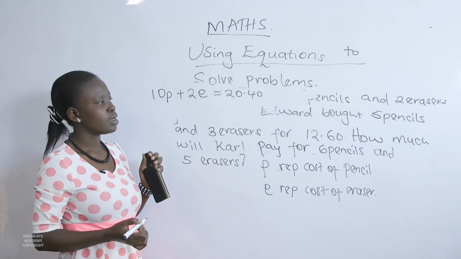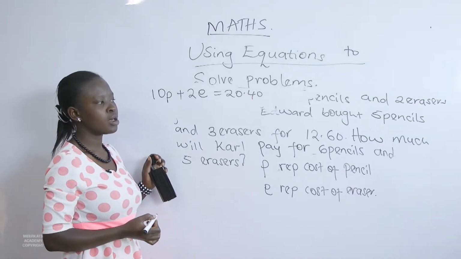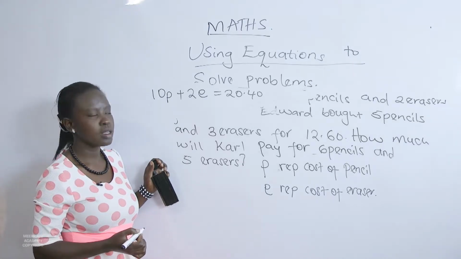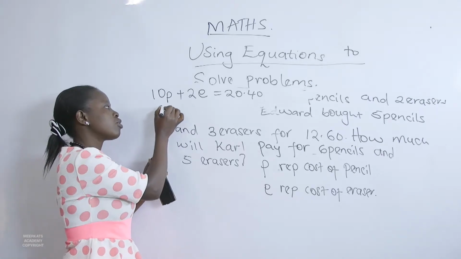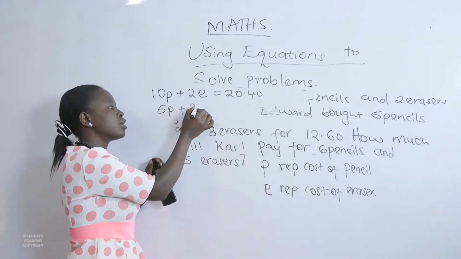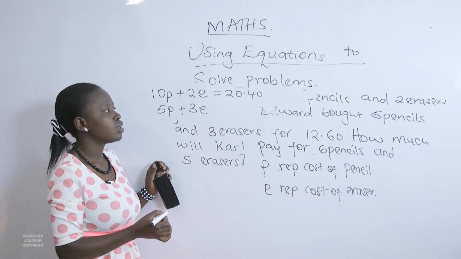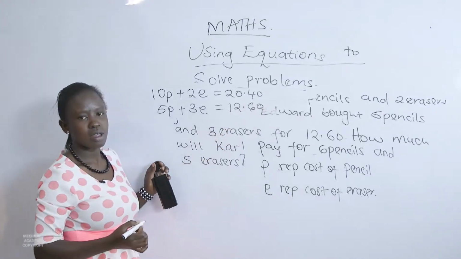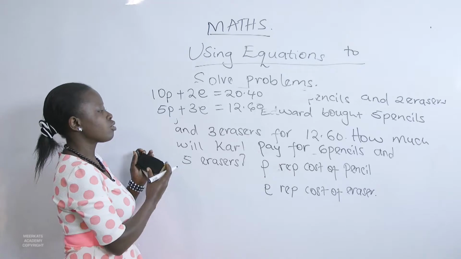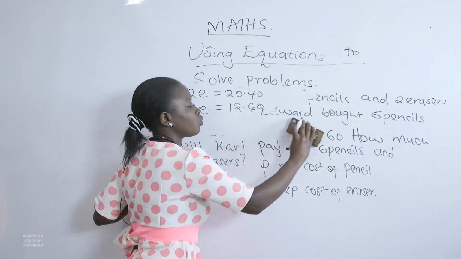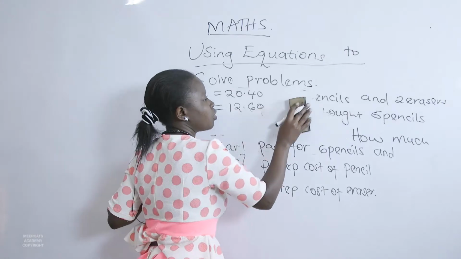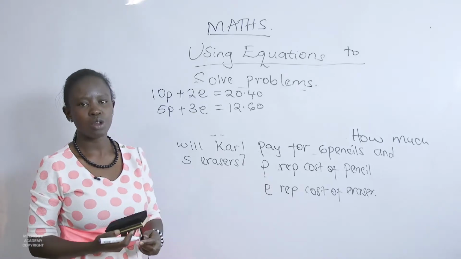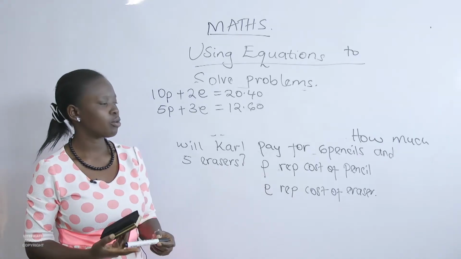$20.40. Then next we are talking about Edward, and Edward bought 5 pencils and 3 erasers. So 5 pencils, that means we have 5P, plus 3 erasers, that is 3E, for a total of $12.60. So we've formed the equation from the problem that we've been given.